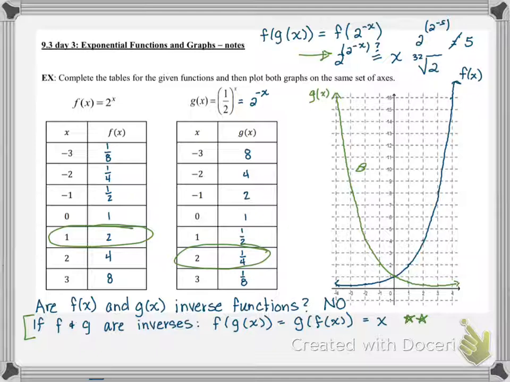But here, an input of 2 produces an output of 1/4, right? So it's true that these are reciprocals. They have a really cool relationship with one another. There are things that can be gleaned from their relationship to each other. They just don't happen to have an inverse relationship. They're just not inverse functions because they don't undo one another.